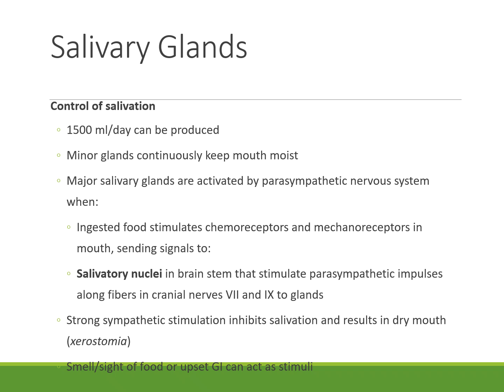Ingested food stimulates the chemoreceptors and mechanoreceptors in the mouth, and it sends signals to the salivatory nuclei in the brainstem that stimulate those parasympathetic impulses along cranial nerves 7 and 9 to the glands. You have strong sympathetic stimulation that inhibits salivation and results in a dry mouth. So when you are in fight or flight, you might notice that your mouth goes really, really dry. That's called xerostomia.